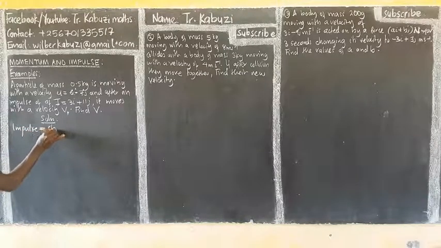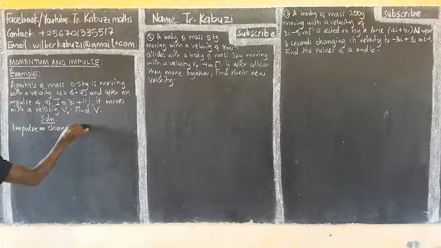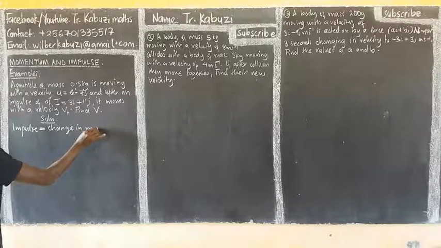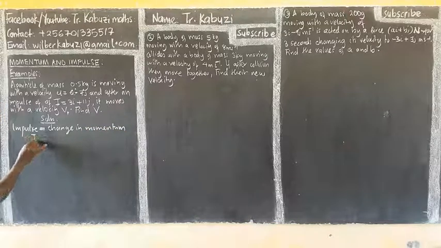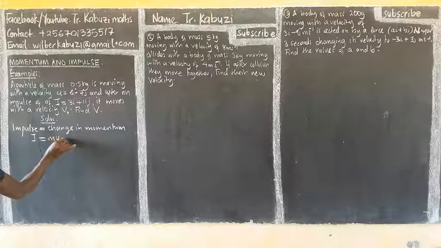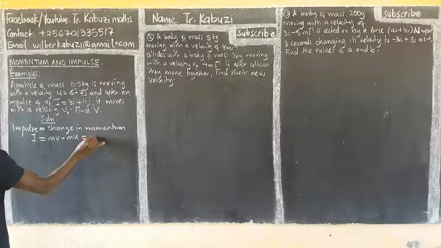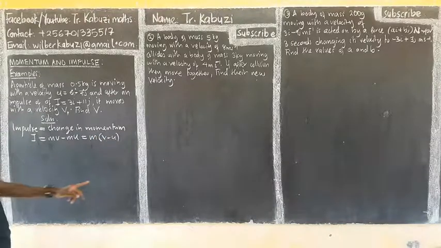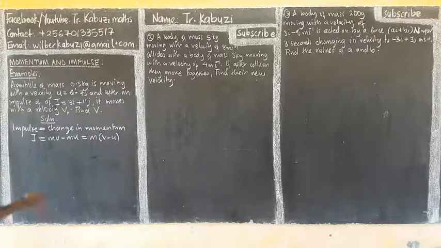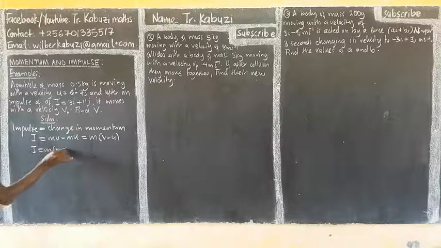is equal to the change in momentum. Remember that our I is equal to mv minus mu. But our m is common, which is the same as m into (v minus u). So in this we have this, and this. So our I is going to be m times (v minus u).